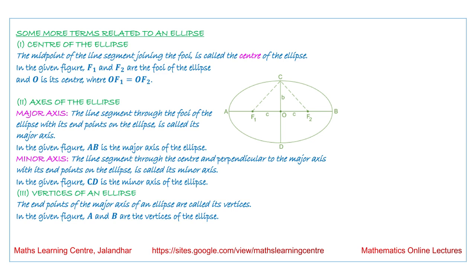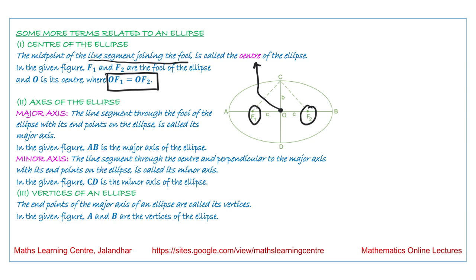Some more terms related to ellipse. First is the center of the ellipse. The midpoint of the line segment joining the foci is called the center of the ellipse. So F1 and F2 are the two foci, and the midpoint of these two is called the center of the ellipse. So OF1 is equal to OF2.